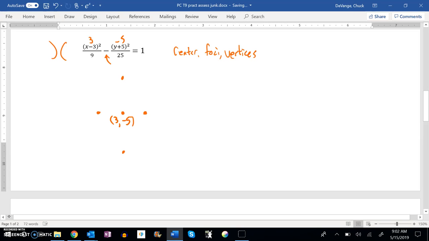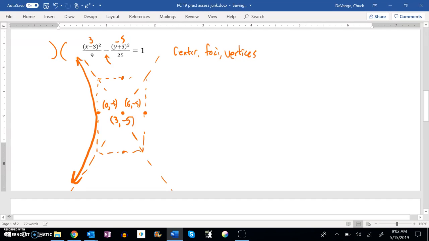Since it's going this direction, these will be the vertices. So this one, it shifted over 3 from here, so this should be the point (6, -5). And back 3, this should be the point (0, -5). And I'm going to sketch those just so I can get my asymptotes. And it's x squared minus y squared, so it's going this way.